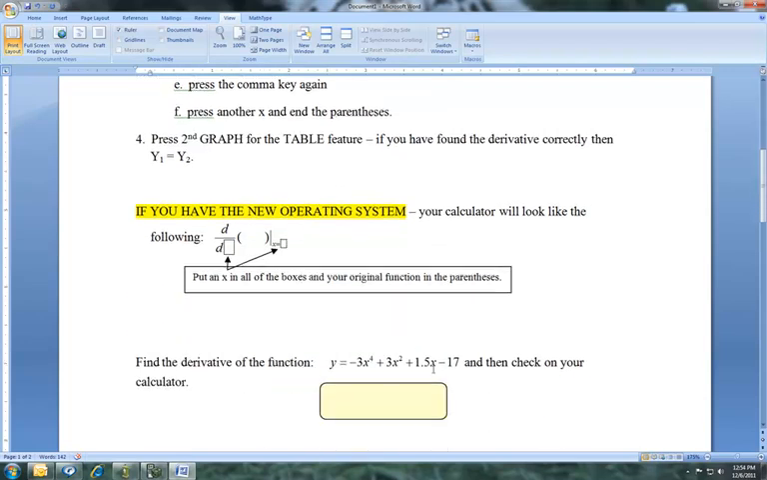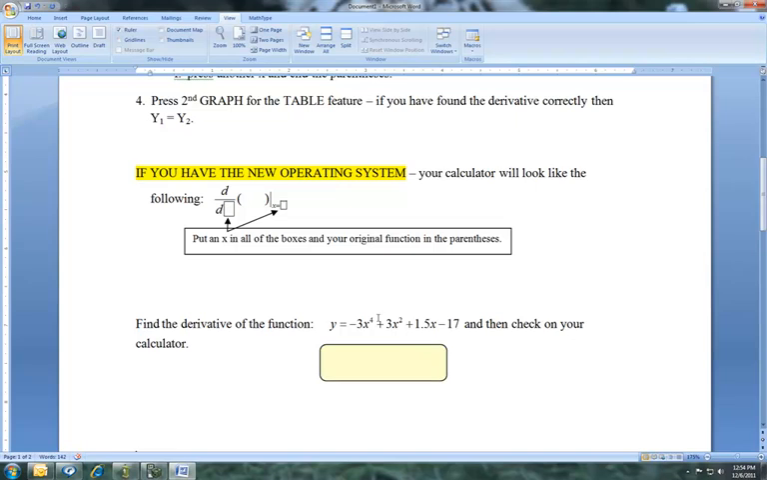I've got a little example, so we're going to see if we can work it. First thing I need you to do is find your derivative, and it should be y prime equals negative 12x cubed plus 6x plus 1.5.